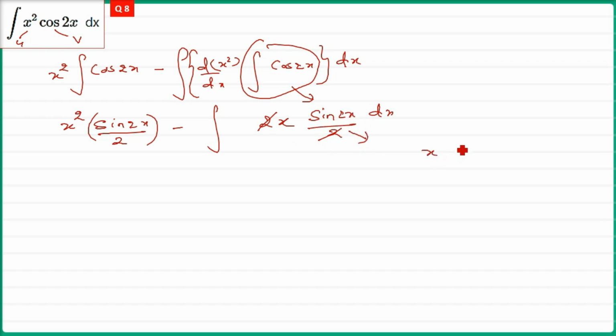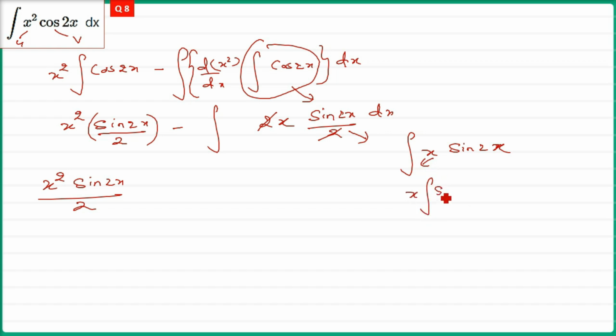So x sin 2x we are going to integrate again, and in the same way u and v form first function, second function. Let me write this x square by 2. This is the first term which is already the first part of the answer. The second part we have to integrate again. So we have x as sin 2x.